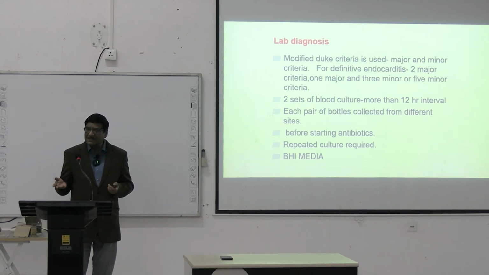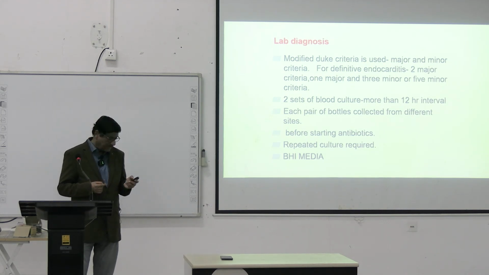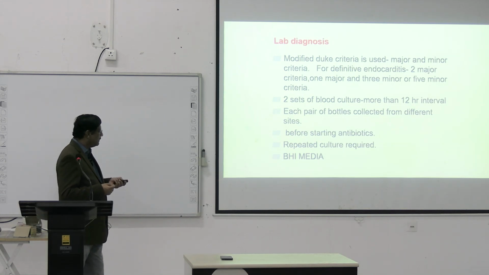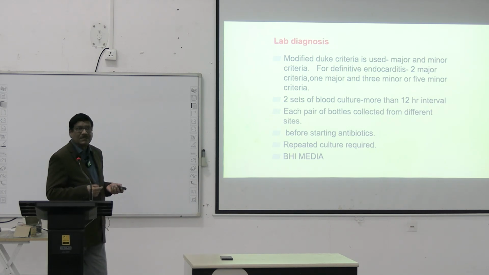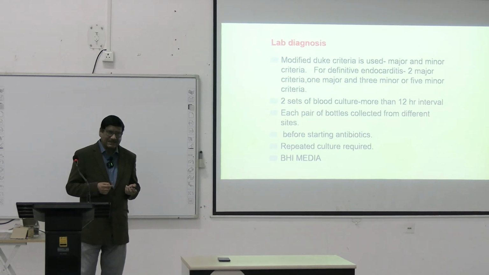Then you take the blood sample the next day, the blood where antibiotics are present, and the probability of getting an organism is less. To neutralize that, we have a special component known as SPS, added in the blood culture bottle to neutralize antibiotics, especially aminoglycosides. So before starting antibiotics is preferred, and repeated culture is required. Brain heart infusion broth is the media of choice. What is used in blood culture? Brain heart infusion broth is usually used.